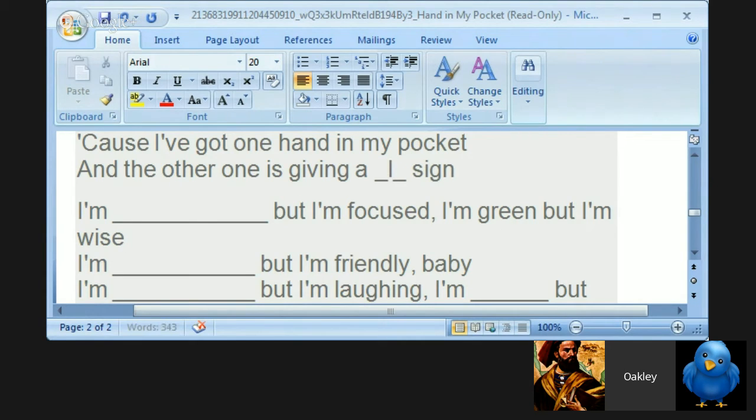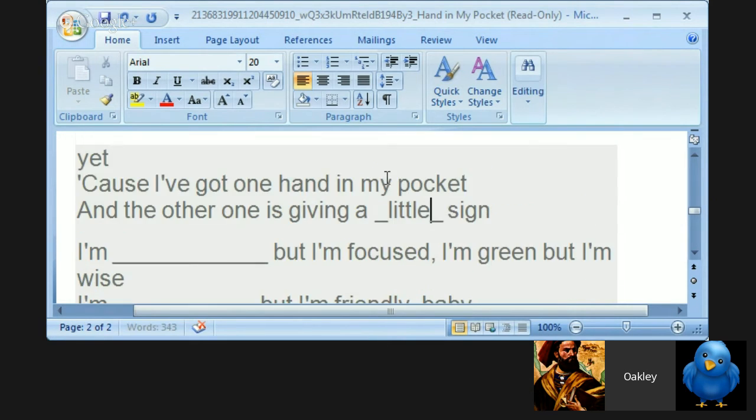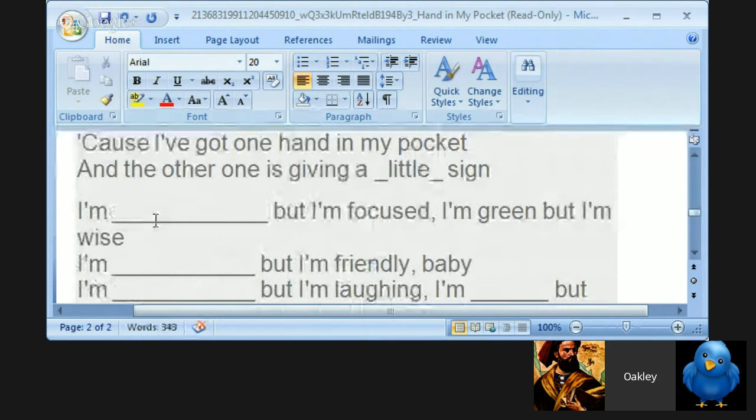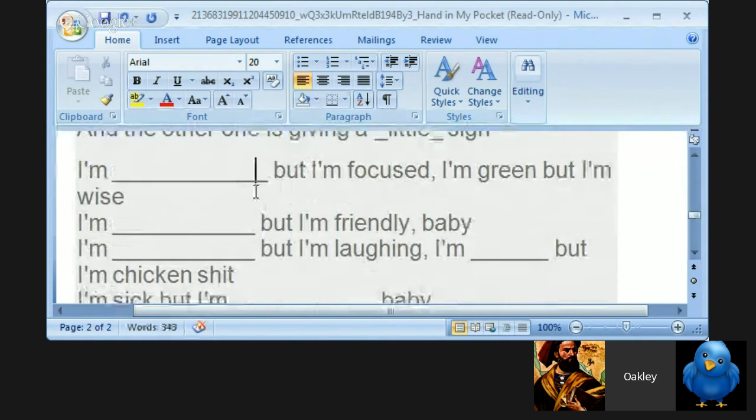I think that's... I'm not sure, teacher. Yeah, I know. Okay, well, I know, but it's fun. I got one hand in my pocket, the other one is giving a little sign. A little sign. All right.